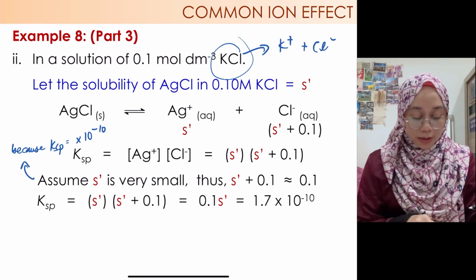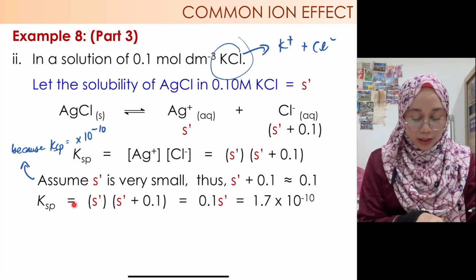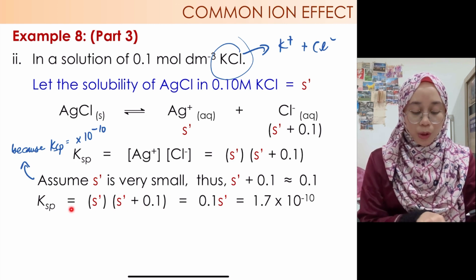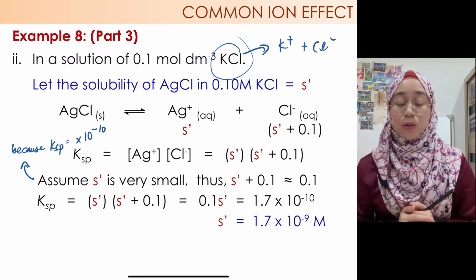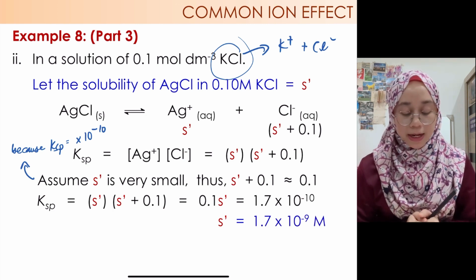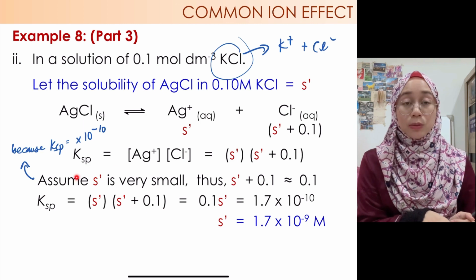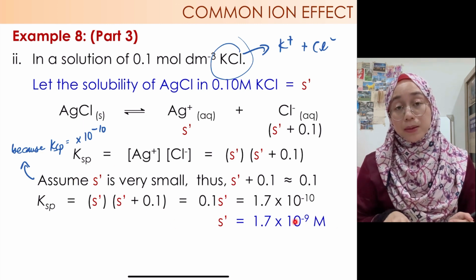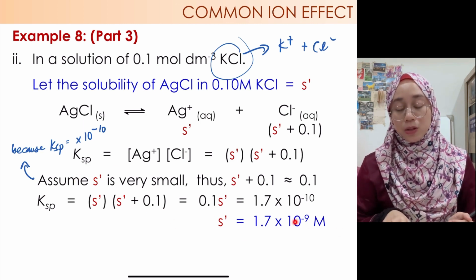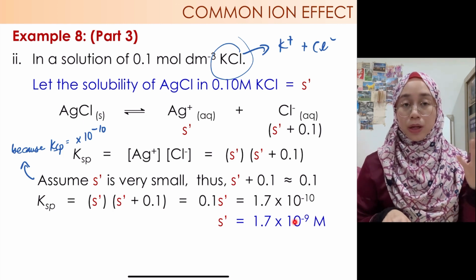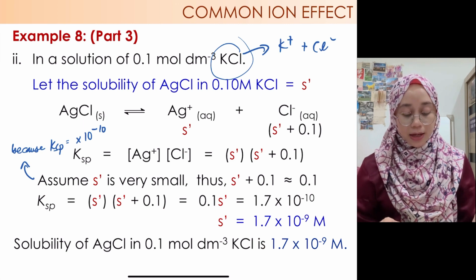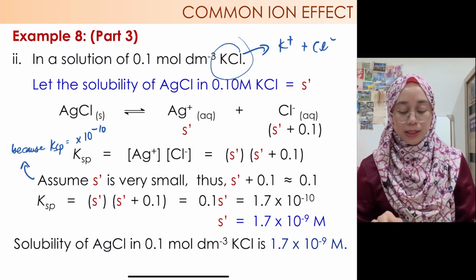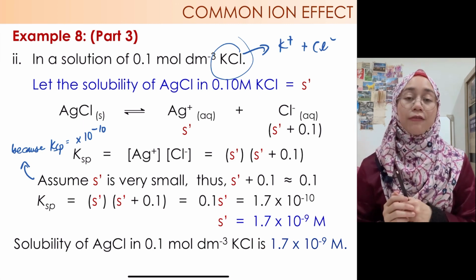Okay, so kalau macam tu, bila kita buat bahagian ni, kita assume jadi 0.1 je, so 0.1 darab dengan S prime. Kita akan dapat S prime equals to 1.7 exponent negative 9. Actually, even if kamu tak buat assumption ni pun, you get something that is very similar to this value here. So don't worry too much lah. If you want to assume, you can do that. If you don't want to, it's totally fine. So solubility of AgCl in 0.1 mole decimeter cube KCl is 1.7 exponent negative 9 molar.